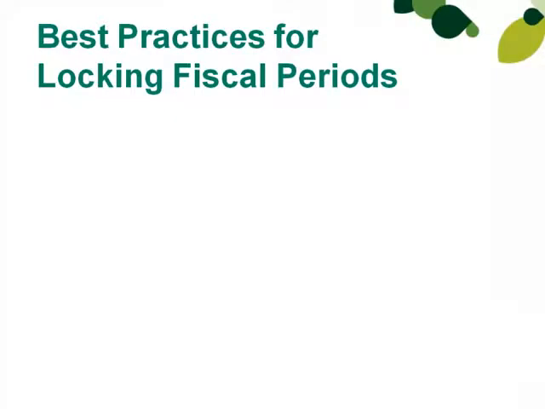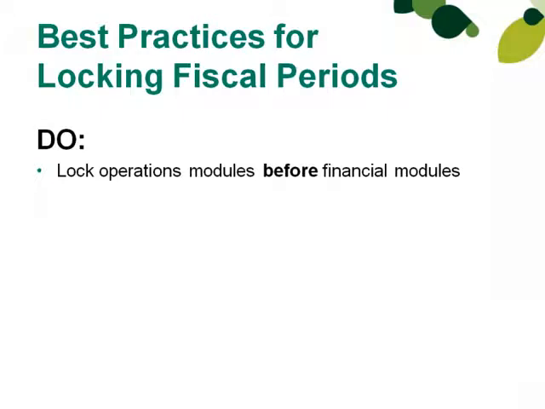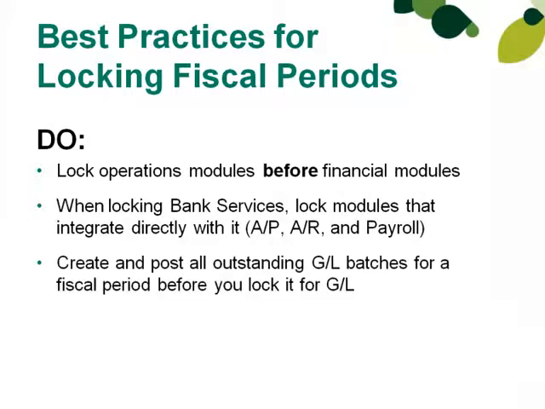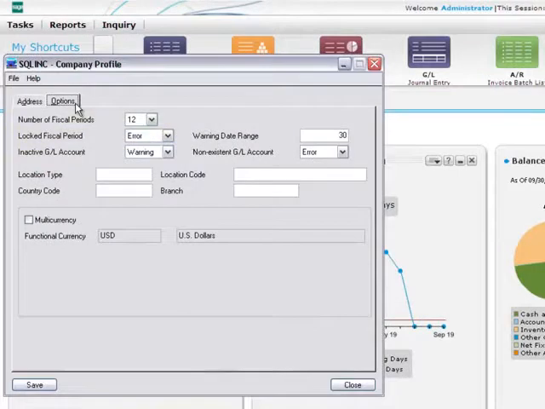continuing. You'll learn best practices for locking fiscal periods, including why it's important to lock operations modules before financial modules, why you should lock bank services together with modules that integrate directly with it, and why it's important to create and post all outstanding GL batches for a fiscal period before you lock it for GL. You'll also learn how to set up an option that determines whether the system displays a warning message, an error message, or no message when someone tries to post to a locked period. After you've reviewed this information and set up your system, you're ready to use the fiscal calendar to begin locking and unlocking fiscal periods.